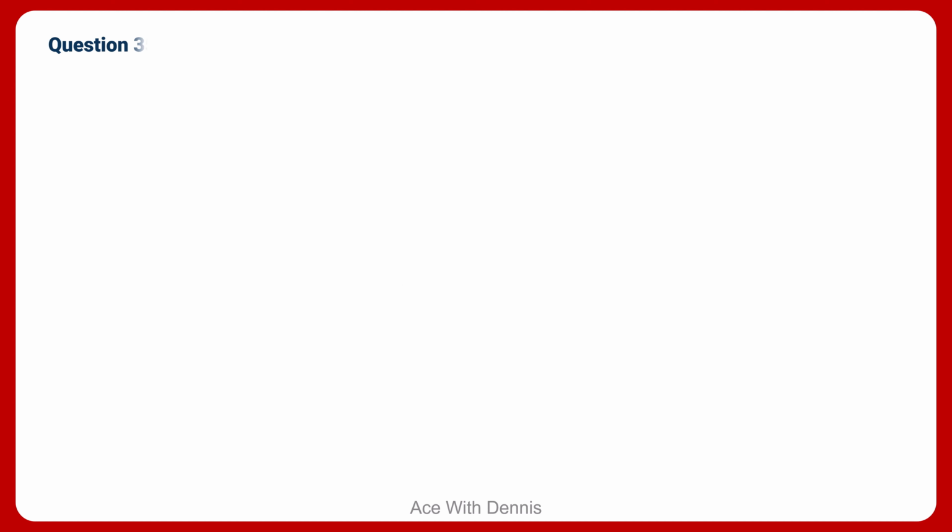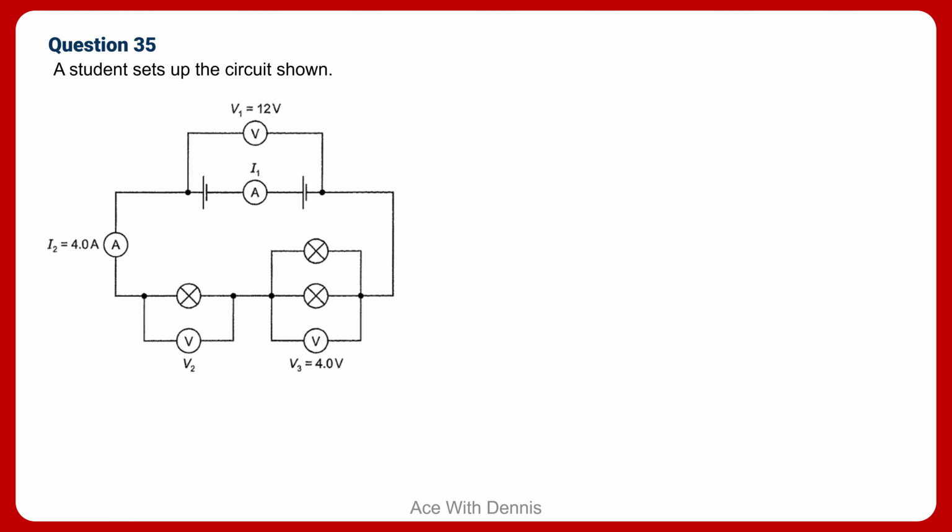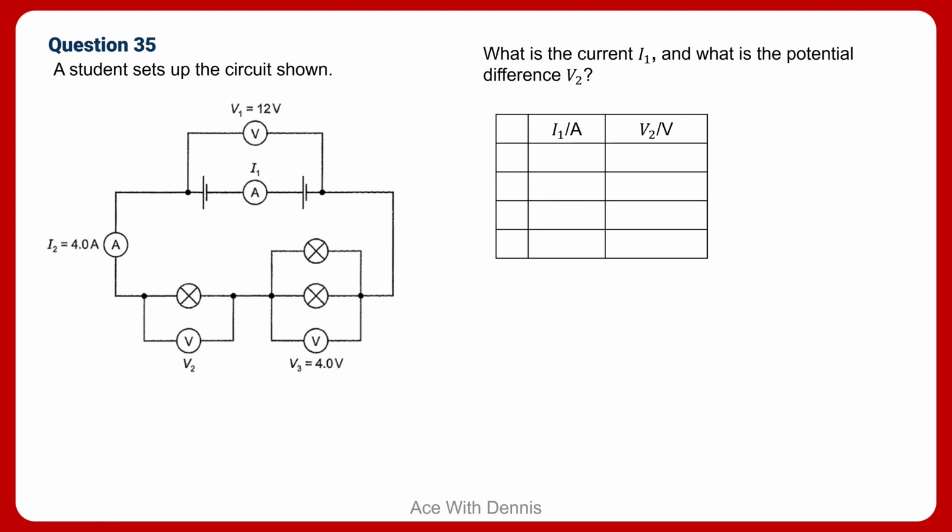Question 35. A student set up the circuit shown. What is the current I1 and what is the potential difference V2? Here are a few options. Option A, I1 is 0 amps, V2 is 4.0 volts. Option B, I1 is 0 amps, V2 is 8.0 volts. Option C, I1 is 4.0 amps and V2 is 4.0 volts. Or option D, I1 is 4.0 amps and V2 is 8.0 volts.